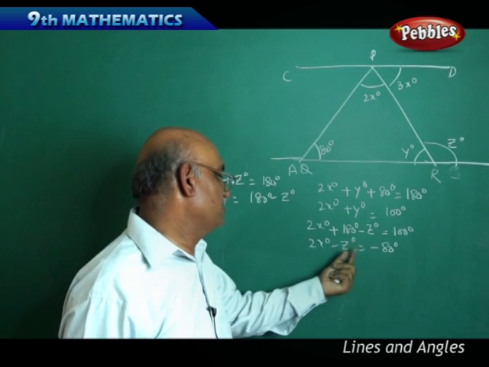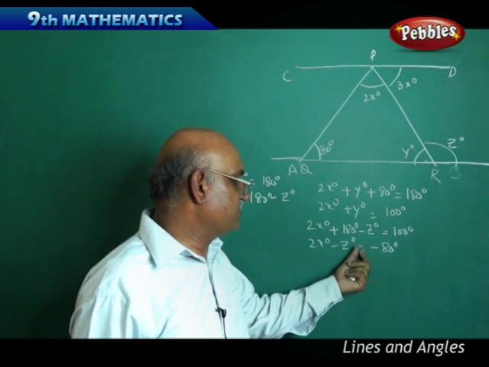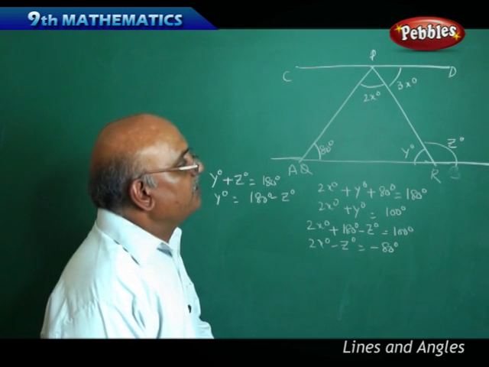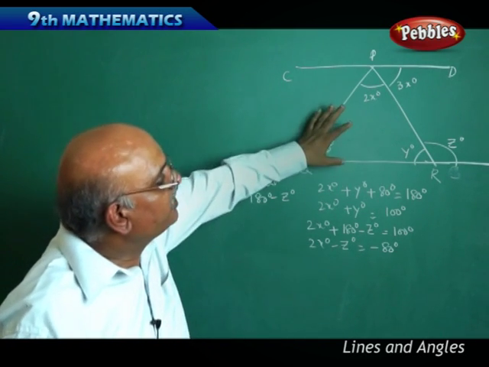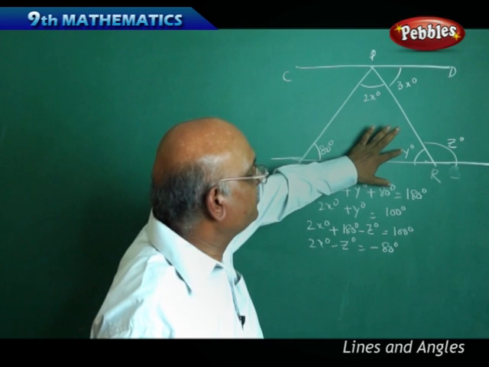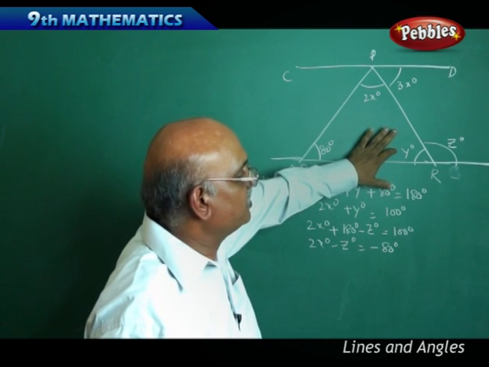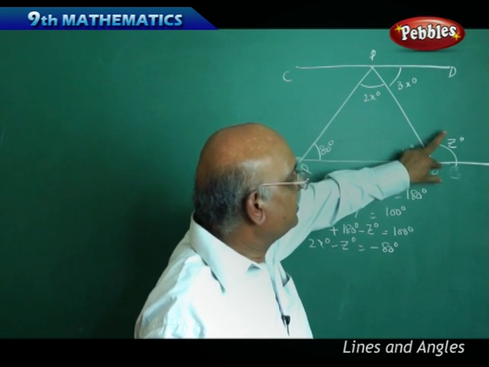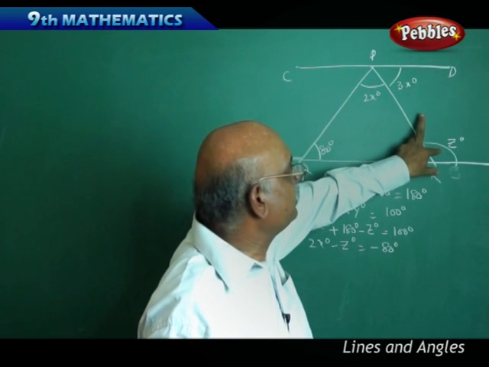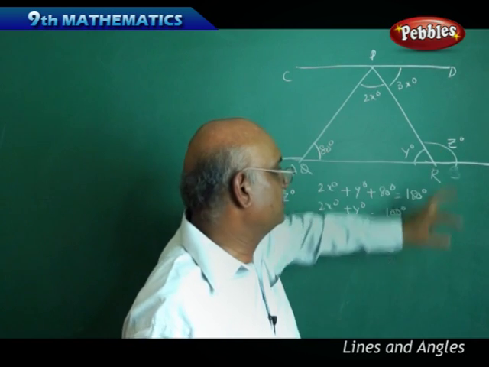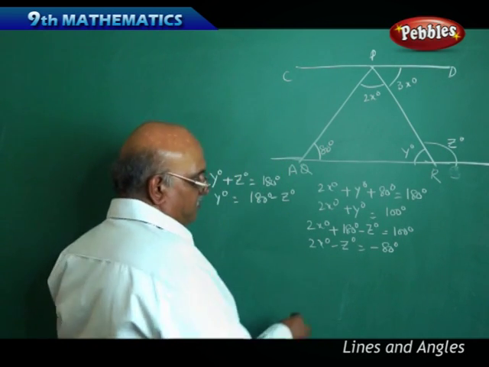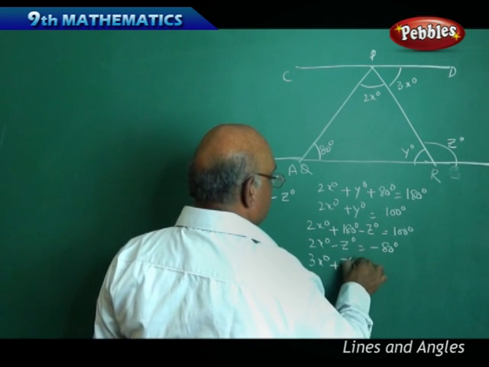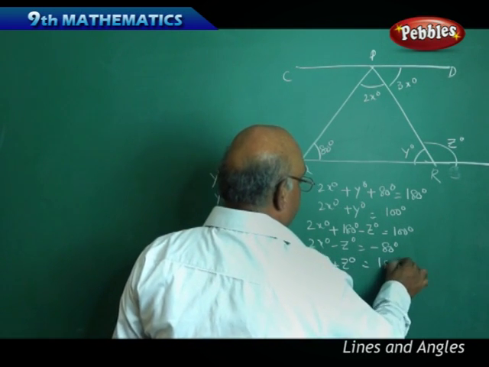2x degrees minus z degrees is equal to minus 80 degrees, you got it. But unless we know one angle, we can't find that. The problem is that 3x degrees and z degrees, the sum of these two angles, should be equal to 180 degrees. Now if you take it this way, 3x degrees plus z degrees is equal to 180 degrees.